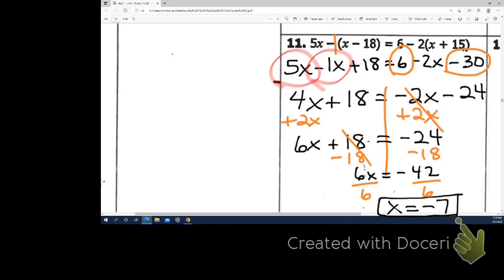If you attempt number, well, it says number 12, but it's just the last problem on this page. There aren't really 12 problems on the page. The other problem on this page, the answer should be 4.